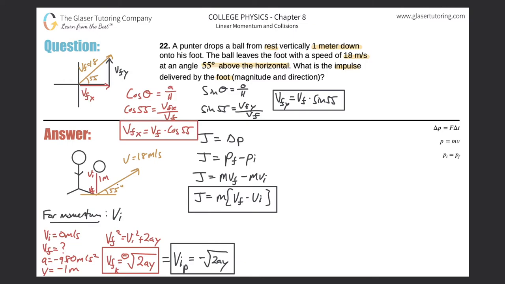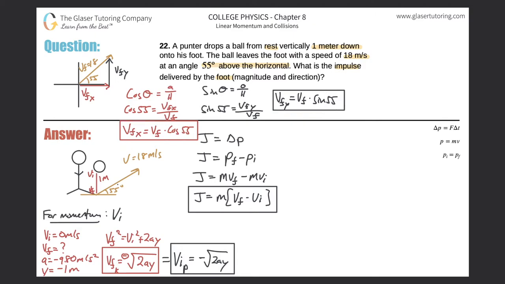So now we found both components. So now you might be saying, well, wait a minute, what do I do? I need to subtract. Okay, great. I got the final velocity, but I got this and this number. What the heck do I plug into here now? I know this one should just go here.